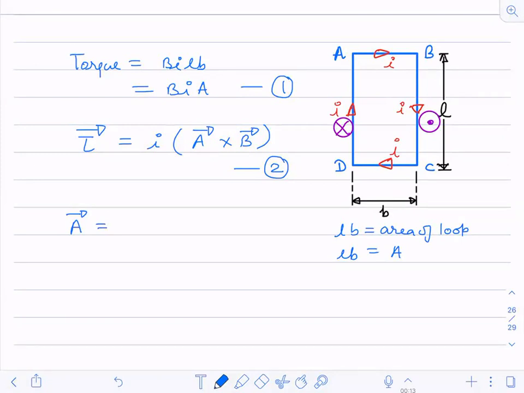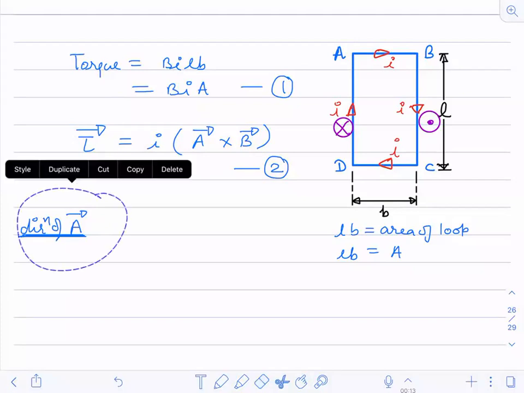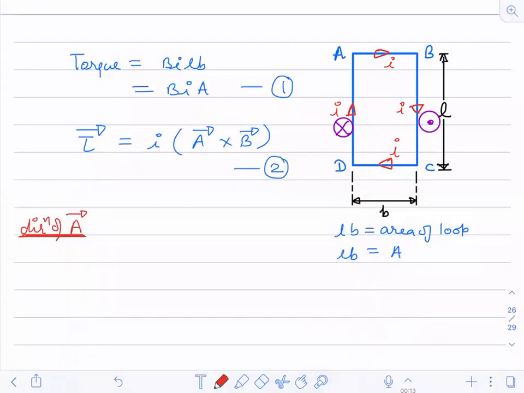So how will you calculate the direction of the area vector? This is a very important thing. So using the right hand thumb rule, we will do that. You have to curl your fingers in the sense of current.